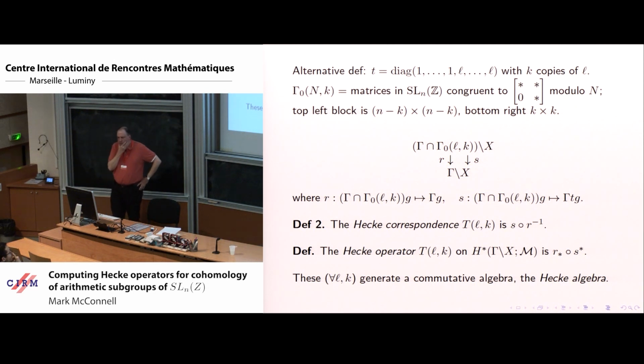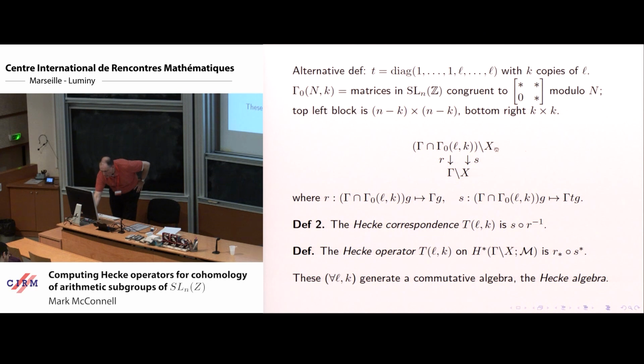I also need the congruence subgroup Gamma naught. The standard Gamma naught of n is the set of matrices whose bottom row is congruent modulo n to a single row of 0, 0, 0, 0, 0, star. I need that here for k. I need matrices in SL_N(Z) congruent to star, star, 0, star mod n, where the upper block is n minus k by n minus k, and the lower block is k by k.